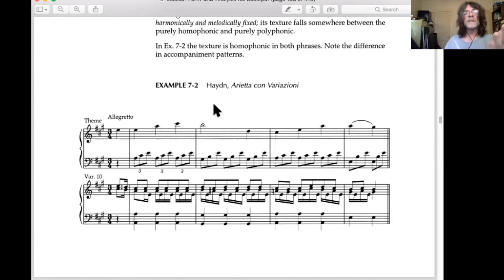So this is an example of something that is harmonically fixed, which also means it's structurally fixed, but it's not melodically fixed. All right.